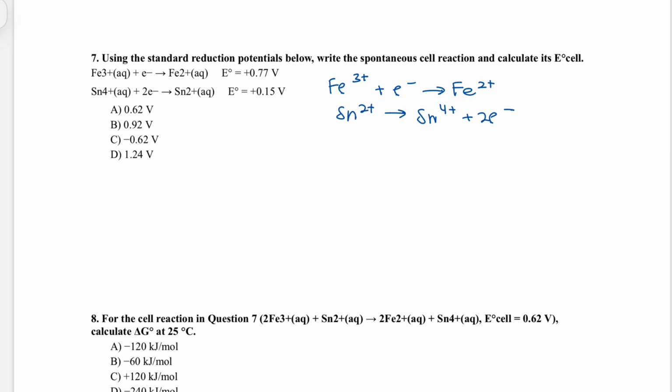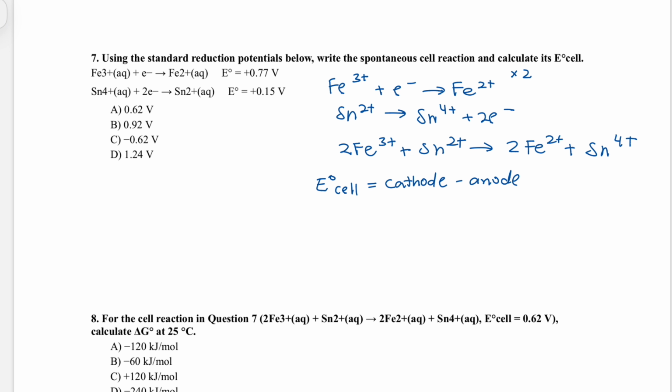And then very quickly, we know that we have to multiply this by 2. And then once we do that, cancel it out and then add it all together. Our final balanced redox equation will be 2Fe3+ plus Sn2+ makes 2Fe2+ plus Sn4+. So we did one part. Now we have to calculate what the E cell is. So standard reduction potential is always cathode minus anode, which will be 0.77. Remember, the cathode is always the more positive value, and then minus 0.15, and we'll get 0.62.